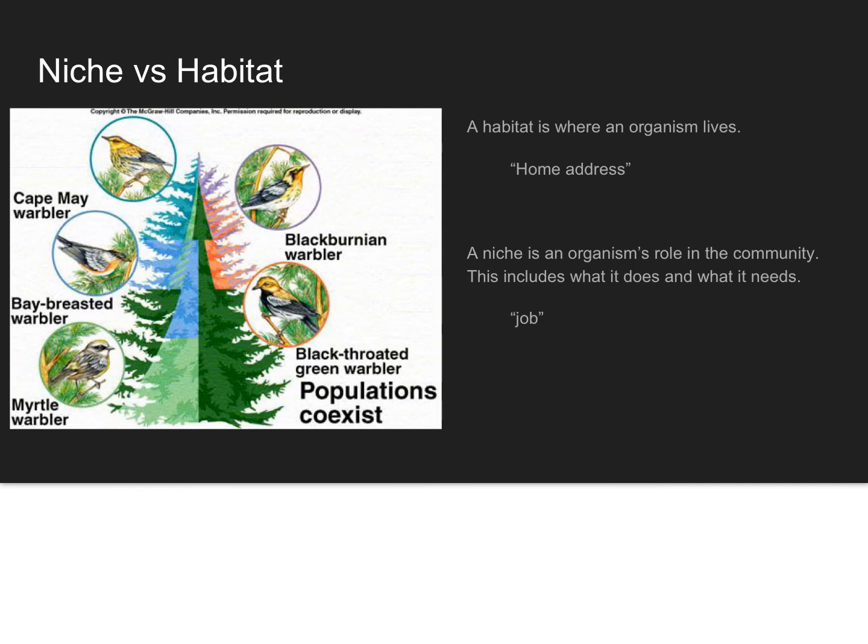One main thing in ecology is that we want to look at how organisms interact and where they live. A habitat is where the organism lives. This is basically their home address. Their niche is their role in the community. In this picture over here, these are different warblers' niches, so they inhabit different areas. This is basically their job. Your home address would be your habitat, and your job, which is being a student, is your niche at the moment.